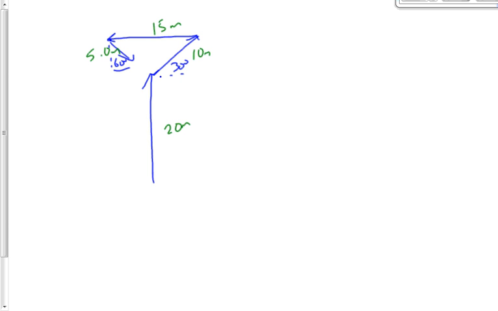Okay, I walk 20 meters one direction forward, then I turn at 30 degrees and walk 10 meters, and then I turn and walk 15 meters across, and then I walk 5 meters back at an angle of 60 degrees. We want to find the sum of all these vectors.